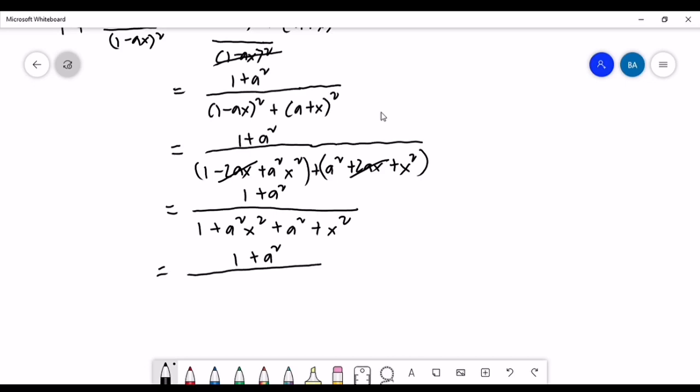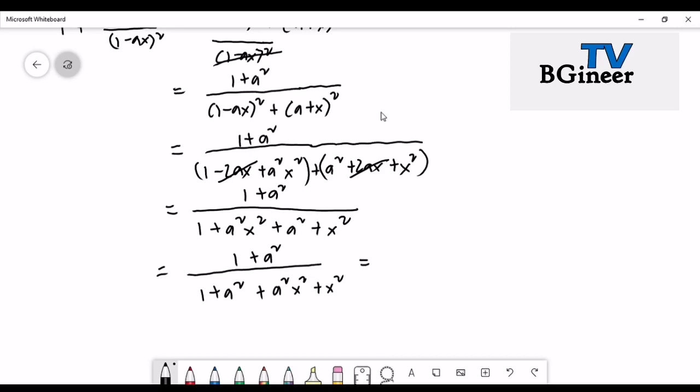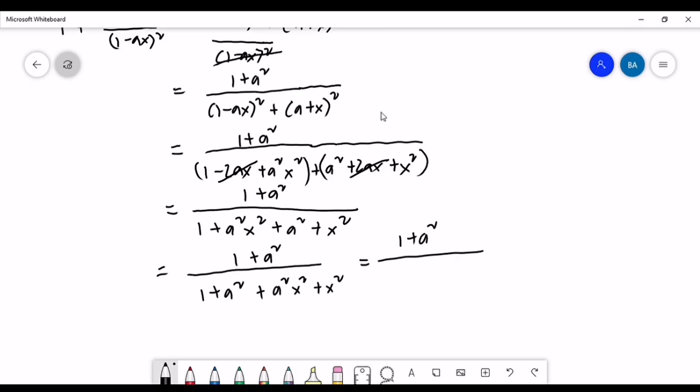so if we group them, let's group 1 plus a squared plus a squared x squared plus x squared. If we group them like this, I think we could try to cancel groupings. So 1 plus a squared plus is equals to 1 plus x squared.